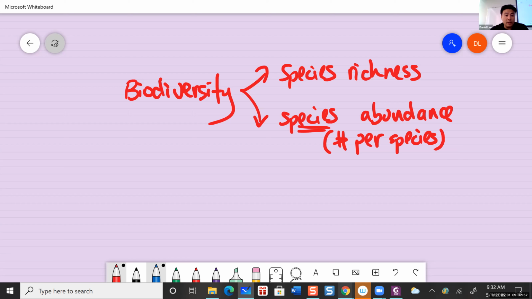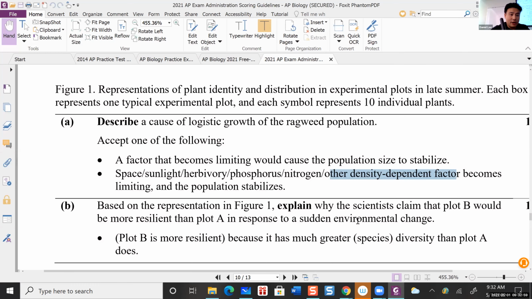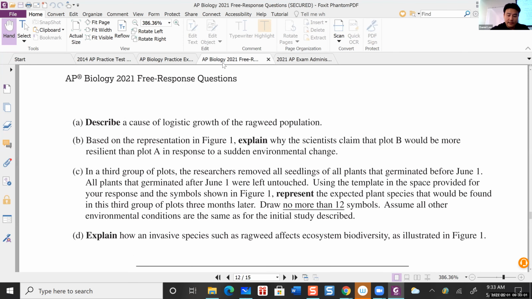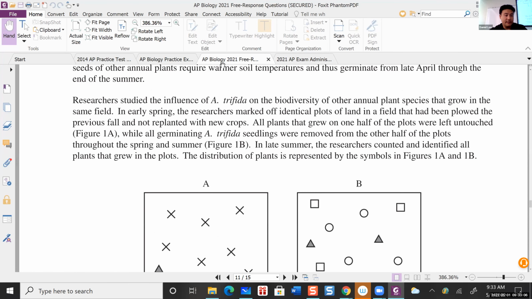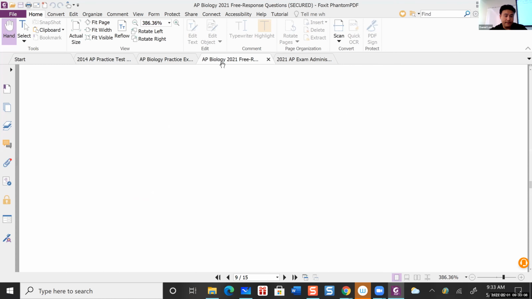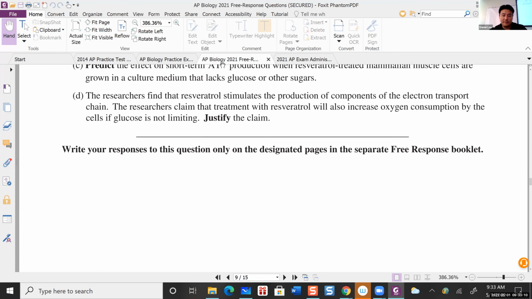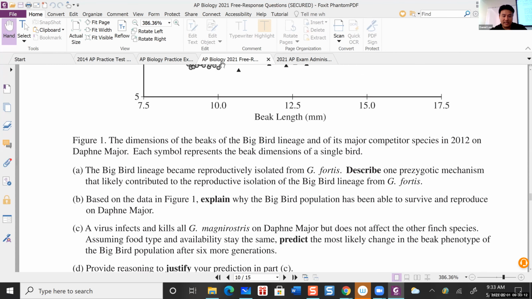And AP actually goes a further step to talk about the biodiversity formula, the Simpson diversity index. So make sure we know how to use it. We'll do that next week. Yeah, let's not do that right now.